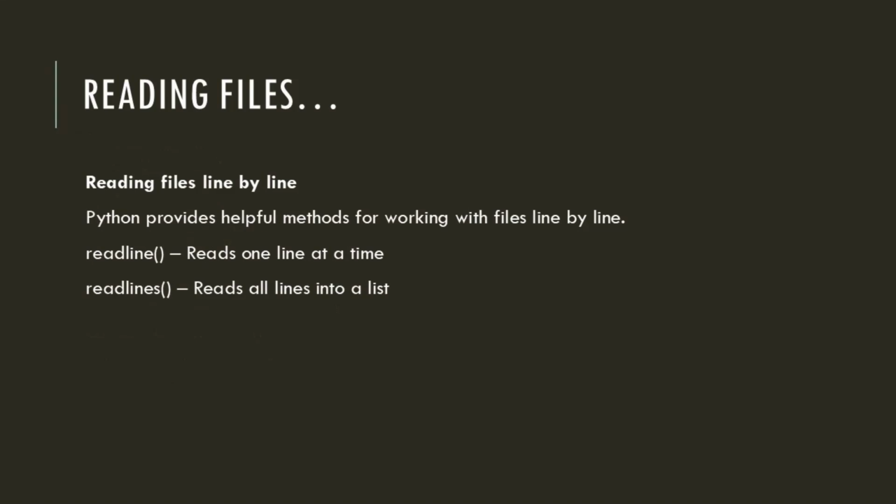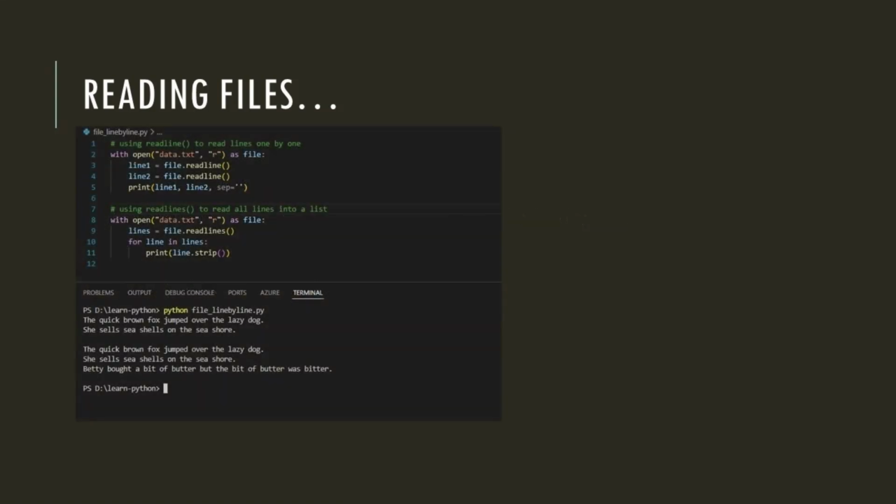Reading files line by line. Python provides helpful methods for working with files line by line. readline reads one line at a time. with open('data.txt', 'r') as file: line1 = file.readline(), line2 = file.readline(), print(line1), print(line2). readlines reads all lines into a list.